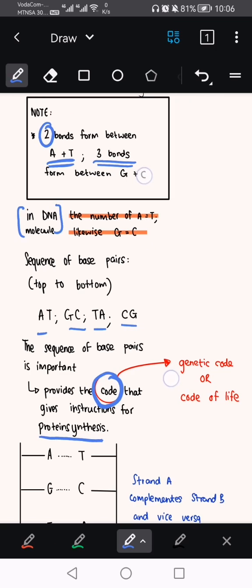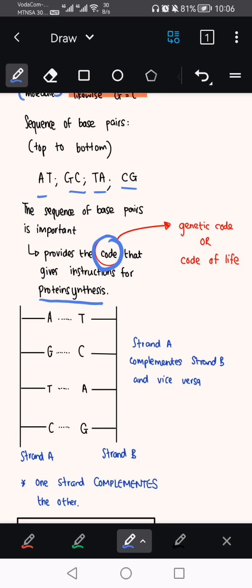Let's get back. If they ask in the exam to discuss the importance, or why the sequence of base pairs is important, you will say it is important because it provides the code that gives instructions for protein synthesis. That is all you need to know. And we're going to look at why. In the beginning, it all seems all over the place. But when you come to protein synthesis and replication, you will understand how it all blends into one another.